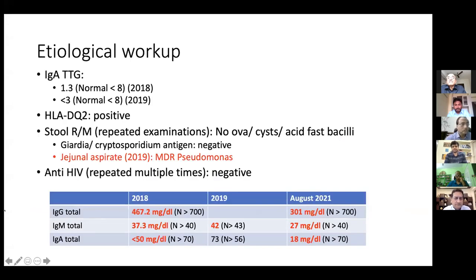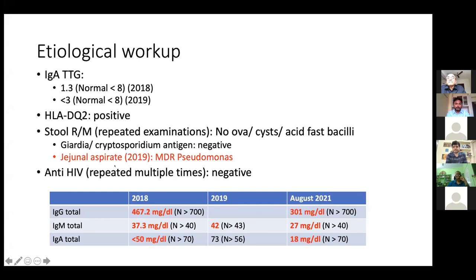When we come to the basic etiological workup, IgA-tTG was done multiple times, and both times it was negative. HLA genotyping was also done, and HLA DQ2 was positive. Stool routine has been examined multiple times, which did not show any ova, cyst, or acid fast bacilli. Giardia and cryptosporidium antigen were also negative.